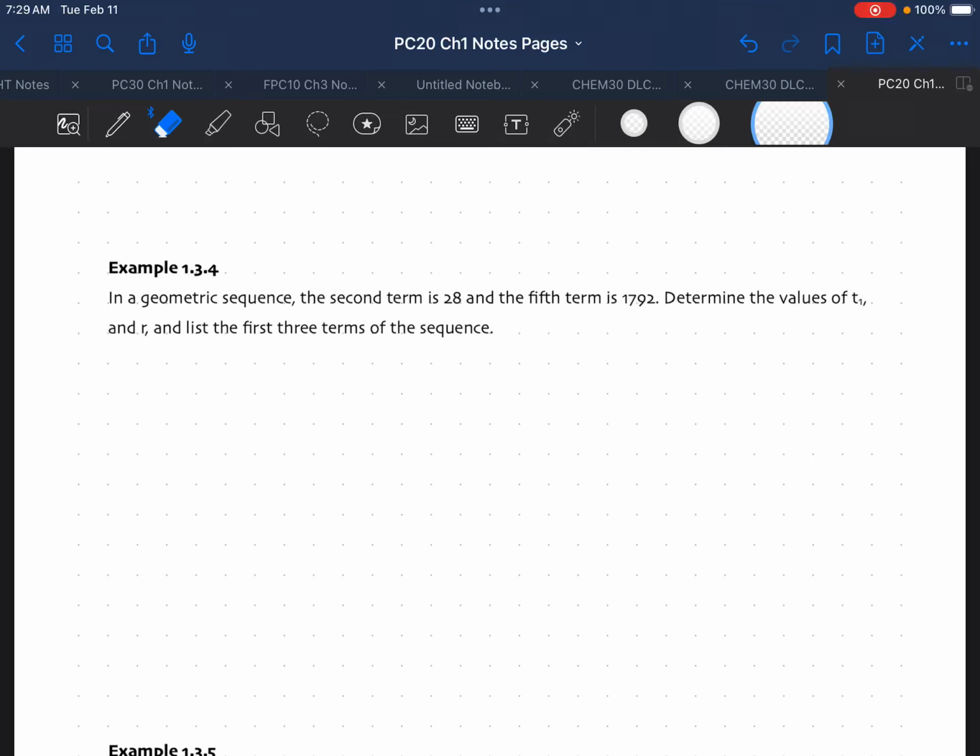All right, let's take a look at the last two examples in this geometric sequence section. So example 1.3.4, in a geometric sequence, that means it's going to have a common ratio. What do we know? The second term is 28, and we know that the fifth term is 1792. We're asked to determine the values of T1 and R and list the first three terms of the sequence.